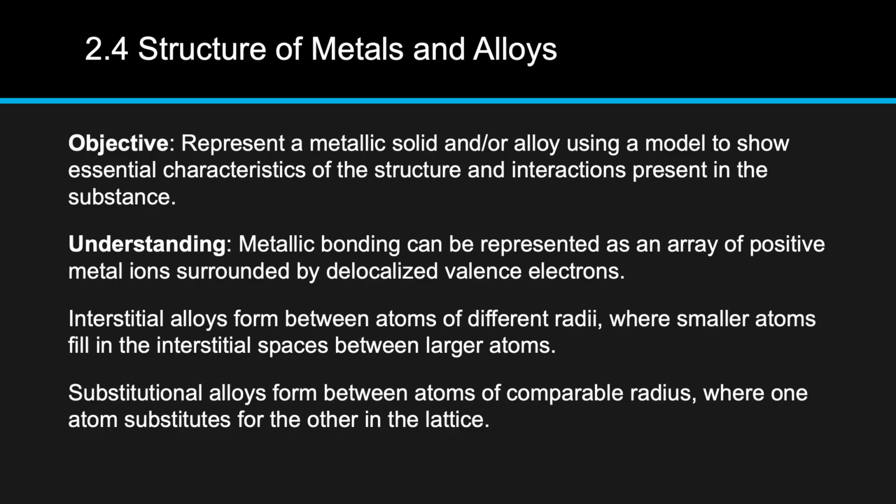Today's understanding is that metallic bonding can be represented as an array of positive metal ions surrounded by delocalized valence electrons. Also, that interstitial alloys form between atoms of different radii, where smaller atoms fill in the interstitial spaces between the larger atoms. And then substitutional alloys form between atoms of comparable radius, where one atom substitutes for the other in a lattice.